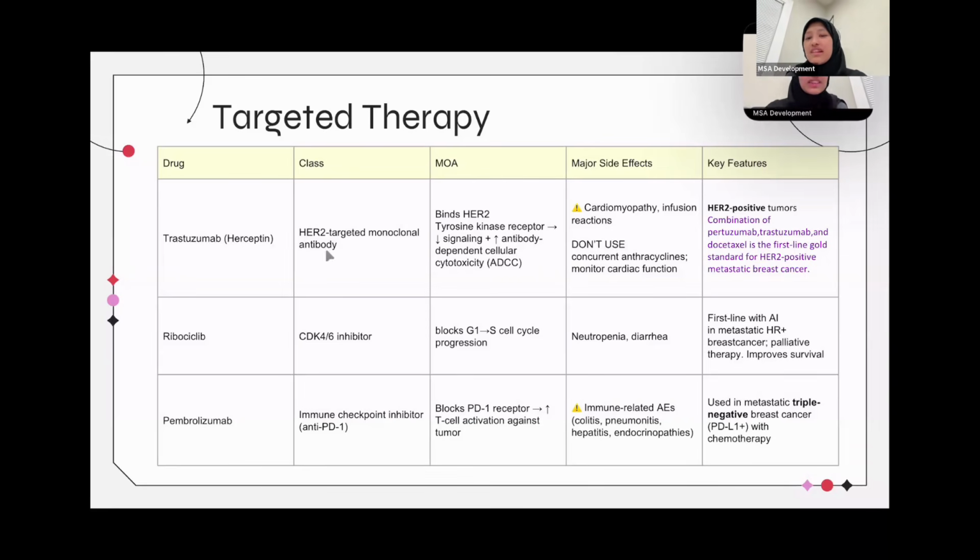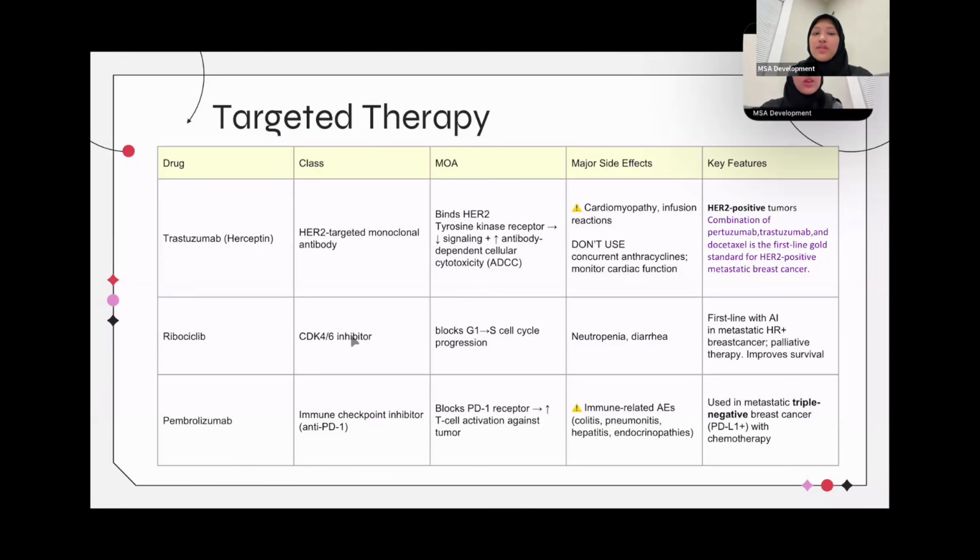He might ask this. He just keeps on repeating. So do not use together. Do not use, and monitor cardiac function. If someone is HER2 positive, you do use this because it can respond, right? So you use a combination of pertuzumab, another drug, trastuzumab, this one, and docetaxel, the Taxel one, in the M phase, for these types of metastatic breast cancer.